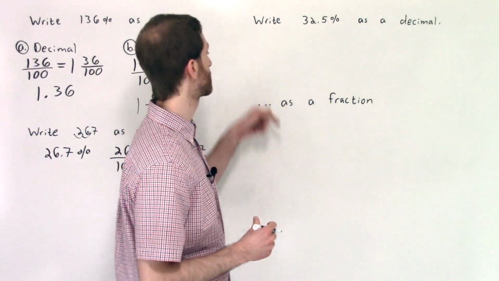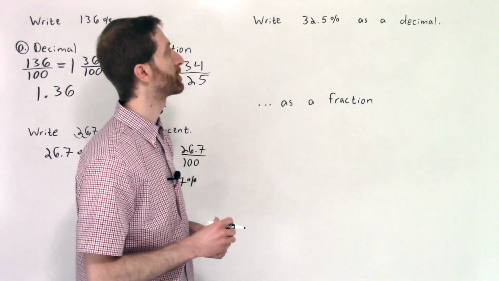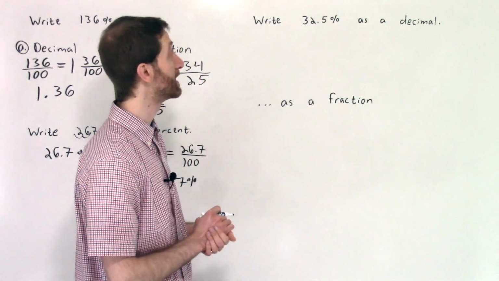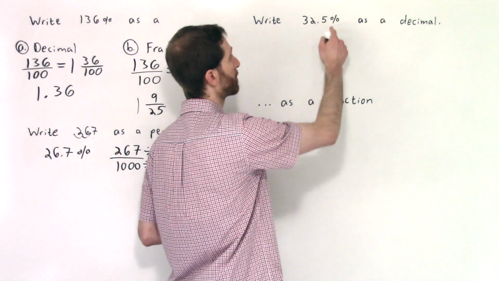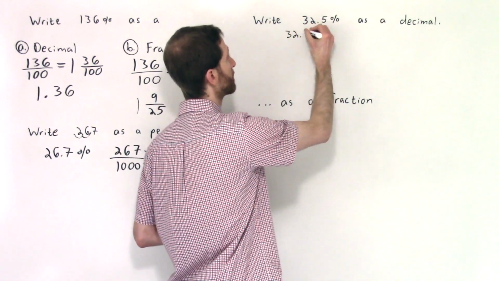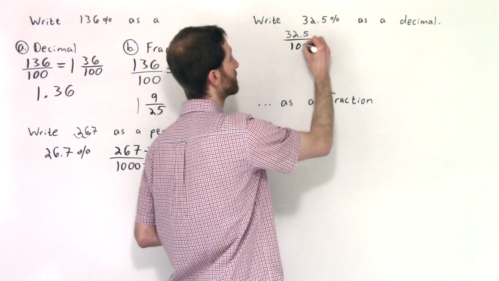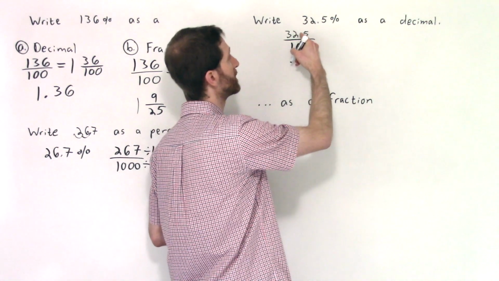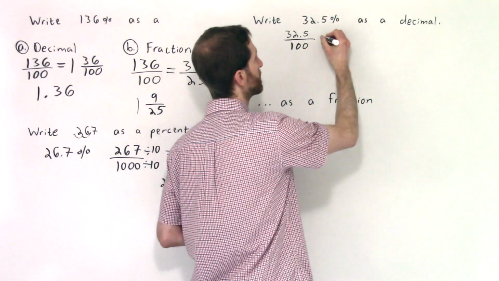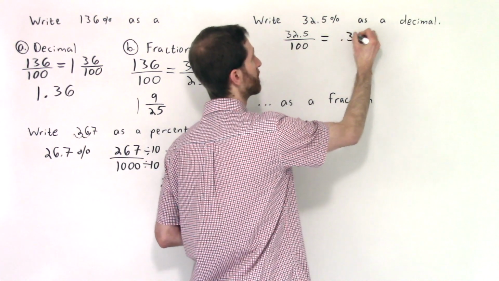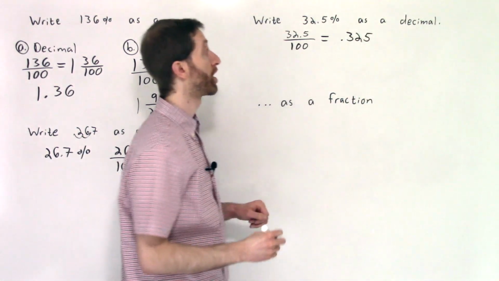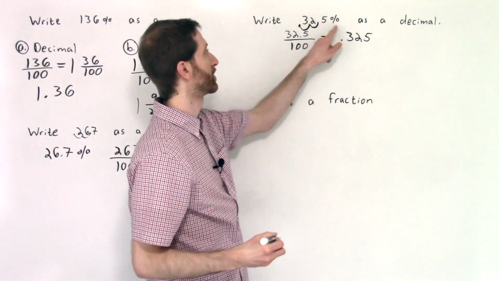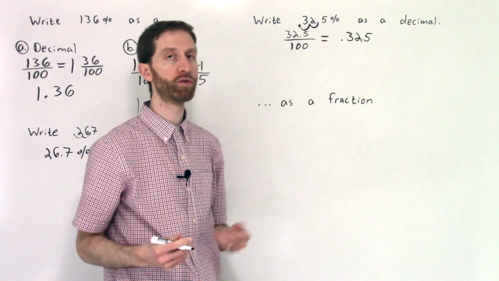Okay, let's check out these next two pieces. Write 32.5% as a decimal. So how do we do that? Well, again, we can translate that into a fraction. 32.5% is 32.5 out of 100. When I divide it like that, that tells me I need to move my decimal point 2 places to the left. And so that's going to be equal to 0.325. That's all there is to it.